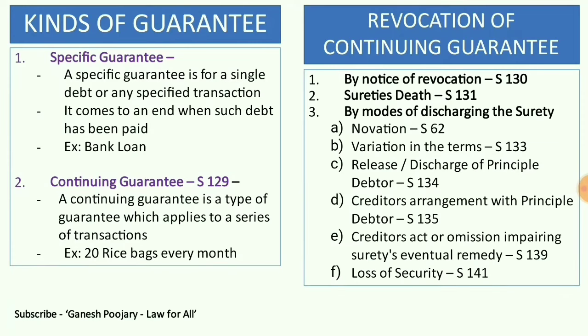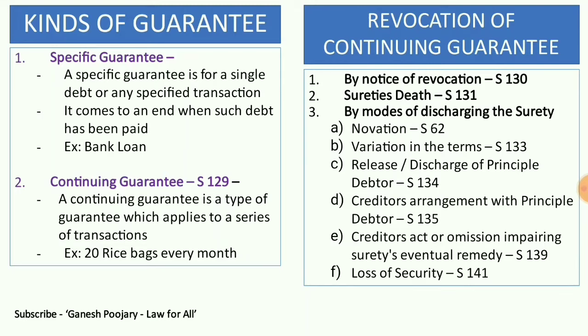As I already said, there are two kinds of guarantee. The first being specific guarantee, the other one is continuing guarantee. Specific guarantee is those guarantee which are given for a single debt or any specified transaction, and it comes to an end once such debt or transaction is completed. For example, if you are becoming surety for a bank loan, once the bank loan is over, your guarantee is also over. That's how we have to see specific guarantee. It is specific for that one particular transaction.